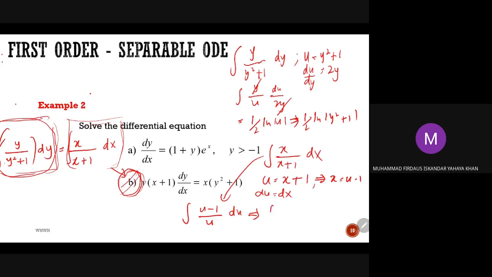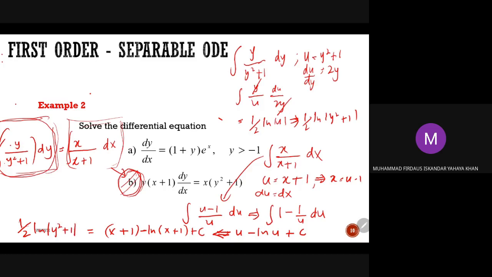Right? Did most people do it like this? So you get 1 minus 1 over u du. So integrating 1, what do you get? You get u back. u minus ln u plus C, right? Yes, doctor. So from here, your answer will be x plus 1 minus ln u, that is, x plus 1 plus C. Okay, this is your answer. So it is going to be equal to, on your right hand side, half ln of y square plus 1.